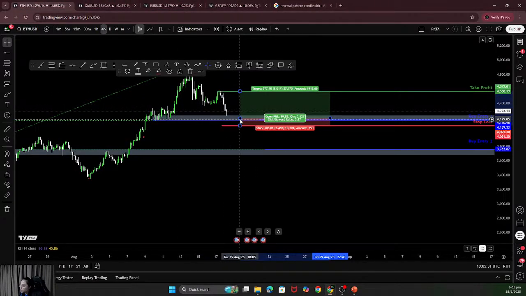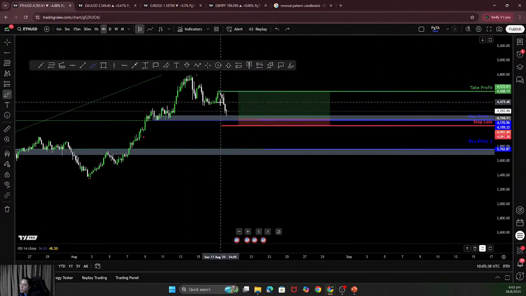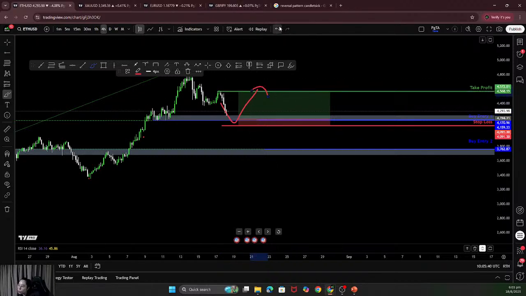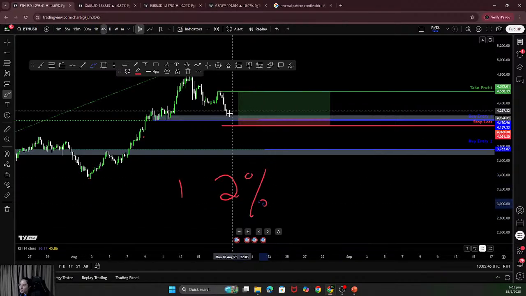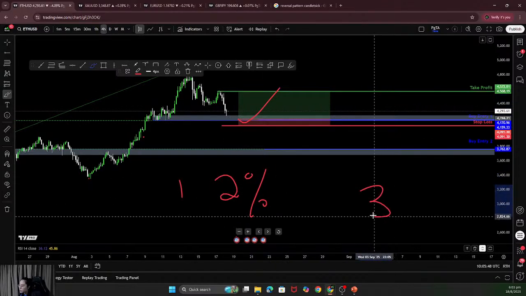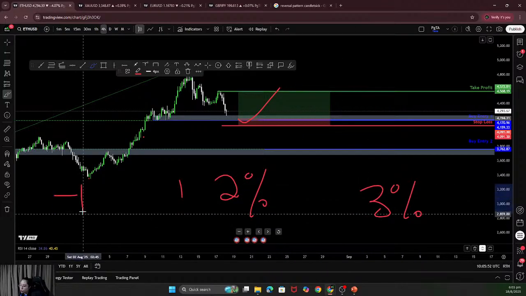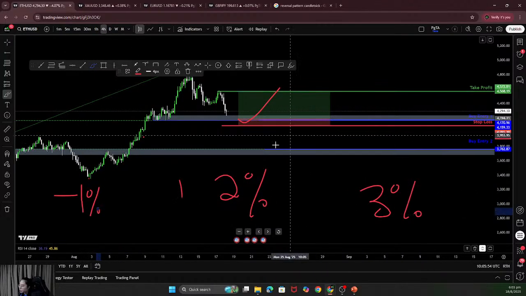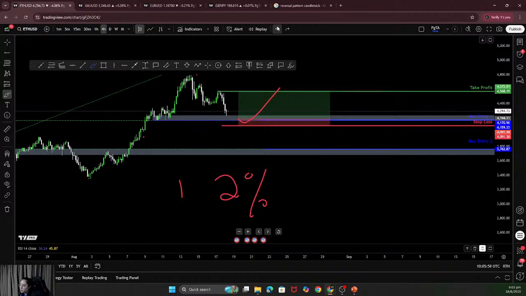I might just get in here. If I get stopped out, then that means this is not the entry and that one is the entry. If I don't get stopped out, I'll probably be able to make this 1 to 3. So most likely I'm going to take 2 trades. That means I'm going to risk 2% in total. If I get it correct, I make 3%. If I get it wrong, I lose 1%, and then I'm going to try again when price gets here. Okay? So this is my analysis for ETH.